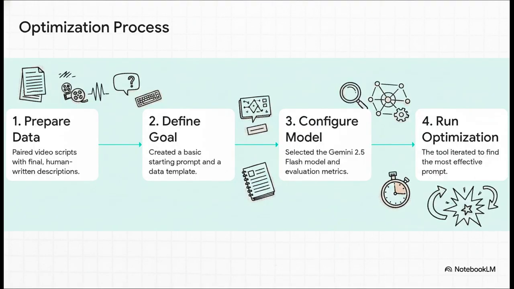All right, so they decided to use the optimizer. And they followed a really clear 4-step process. First, they got their data ready. This is the raw material the AI learns from. Then, they gave it a basic starting prompt and pointed it to their data. After that, they just picked the model they wanted to use and told it how to measure success. And then, the best part, they just hit run and let the machine do all the hard work.